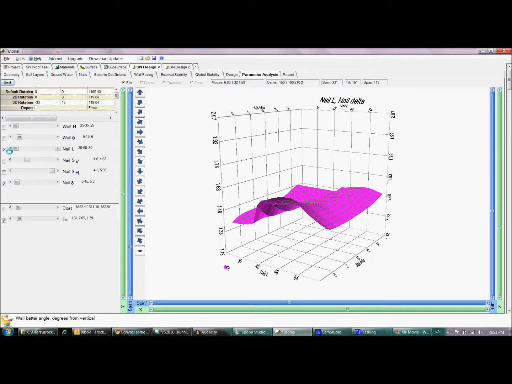And this is just a very quick and convenient way of using standard sizes for nail lengths, a standard vertical spacing or horizontal spacing, and standard inclination angle. And later, if we included bar sizes, we could put in a standard bar size. And this just allows us to adjust these parameters to find whether we should round up or round down without having to guess as to what would be the effect on the factor of safety or the cost.